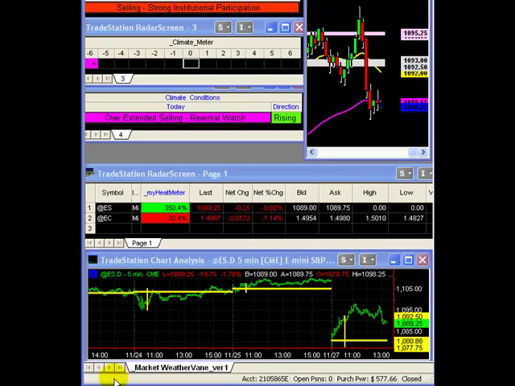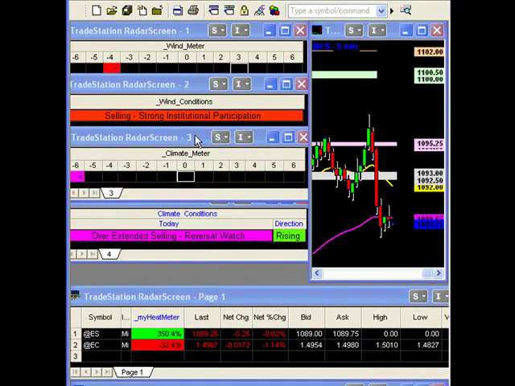It is the culmination of the weather vane, the market weather vane. Uncle Mike's been working on this for a while, and it is now ready to be shown live in the trading room each day. What is the market weather vane?